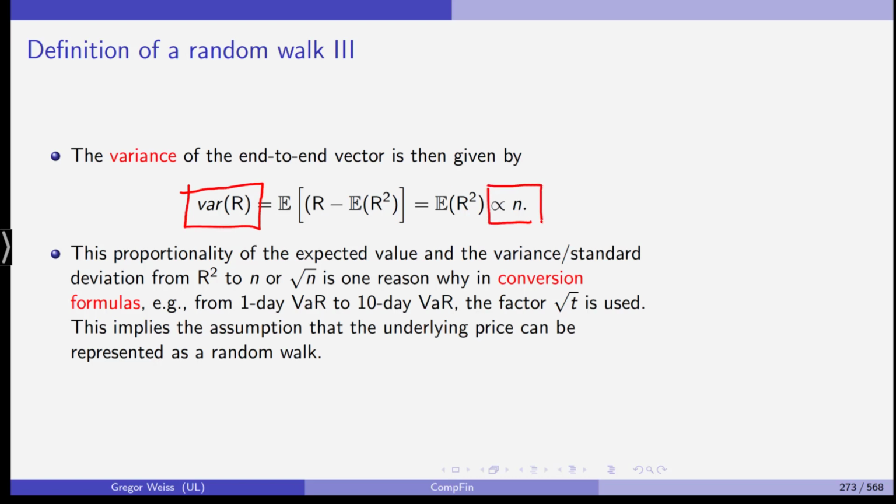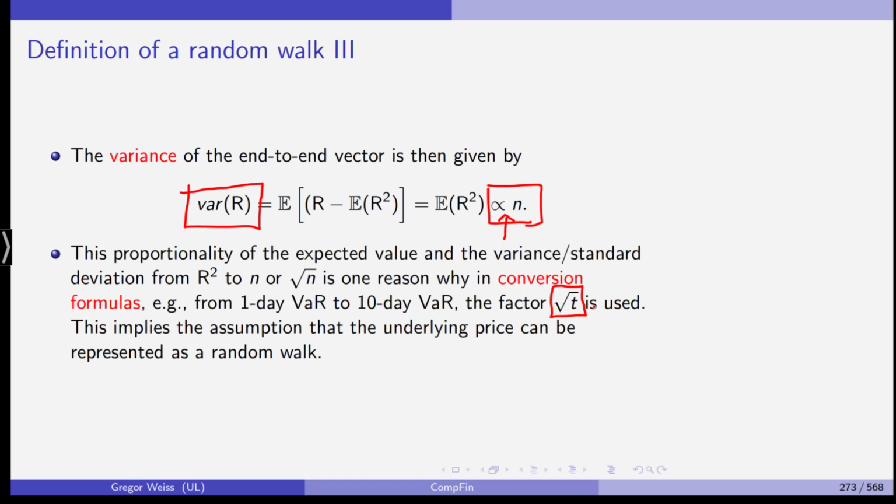And this is interesting for one simple reason. This is actually the explanation why in many risk models that you might have seen already, you have a very simple conversion formula, for example, from the 1-day to the 10-day value at risk. What happens is that you use a factor, the square root of the number of days, to transform the 1-day to the 10-day VaR. And the reason is, if you assume a random walk, the variance is proportional to the number of steps. In this case, this would be 10 days, so 10 steps.